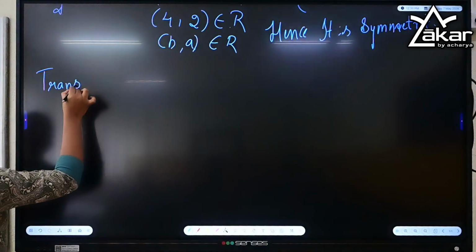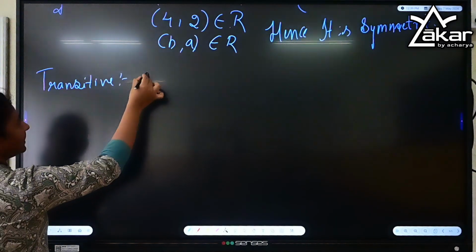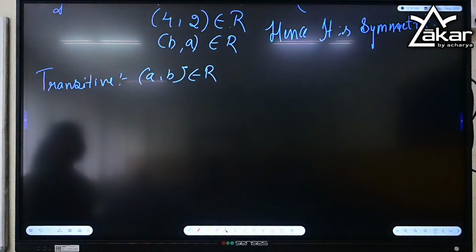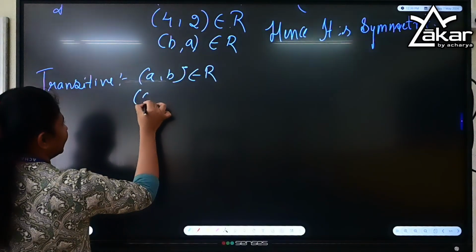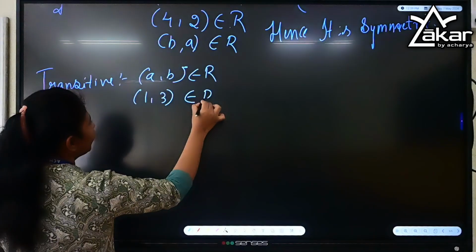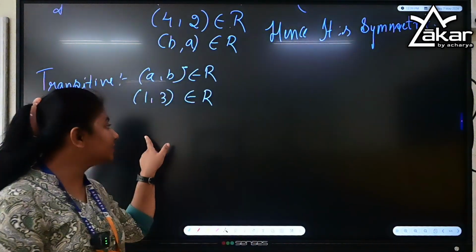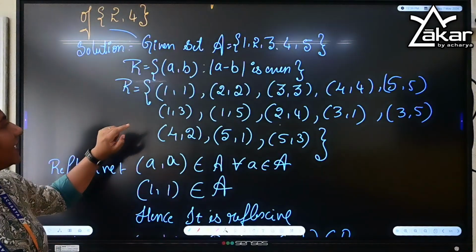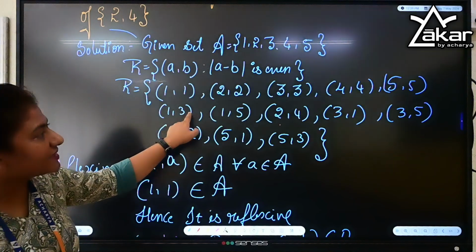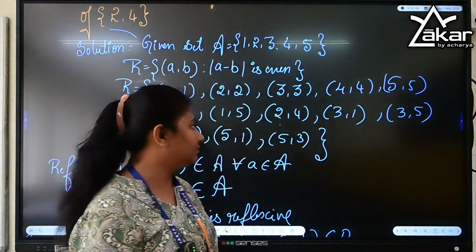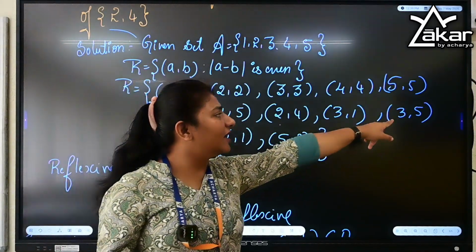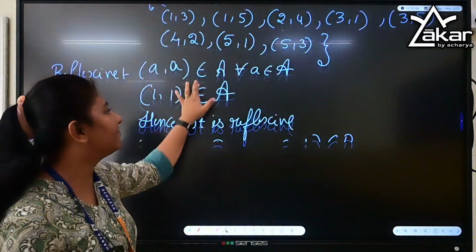So what does the transitive function say? Transitive says that if A comma B belongs to R, then B comma C should be linked. So if I take the previous one, that is 1 comma 3 belonging to R. So according to the R relation, 1 comma 3 is there? Yes. Is this 3 linked with any kind of elements? Yes, it is linked with 3 comma 5, 3 comma 1. As you know, 1 comma 3 is symmetric with 3 comma 1. We cannot take that. So let us take some other value, that is 3 comma 5.